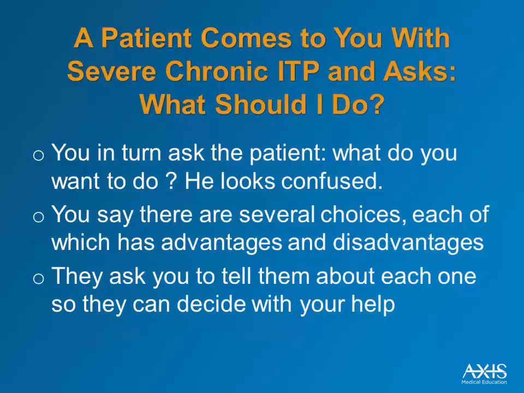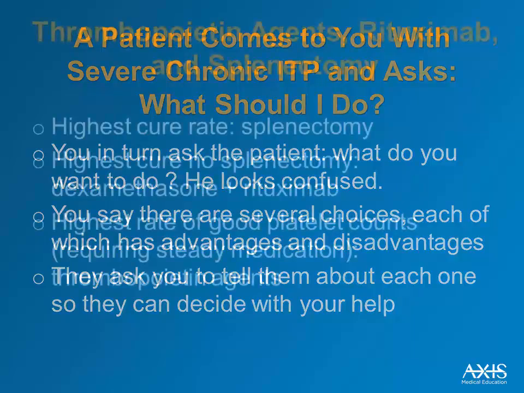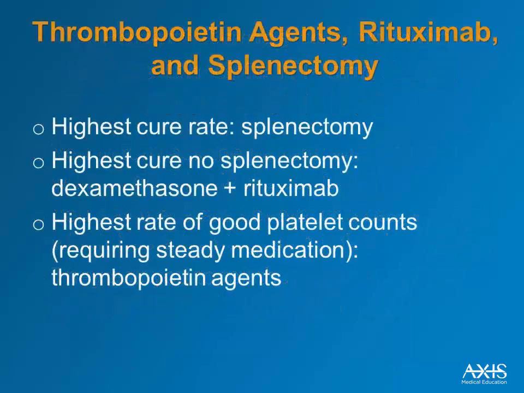Maybe they wouldn't be chronic by this time because they likely would have had other therapies, but let's say they've been on steroids for a number of months, maybe they're really persistent, and asks, what should I do? You look at the patient and say, what do you want to do? And the patient isn't very sure. So you decide to help them out by approaching them from the point of view of what questions each treatment might answer. So you say, if you want the highest cure rate, it's probably splenectomy.